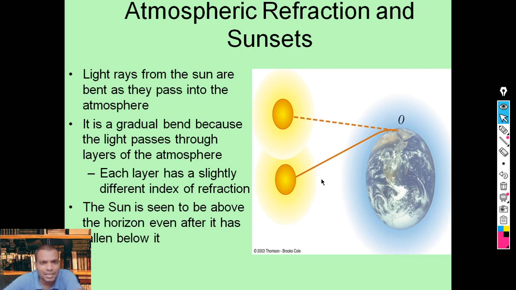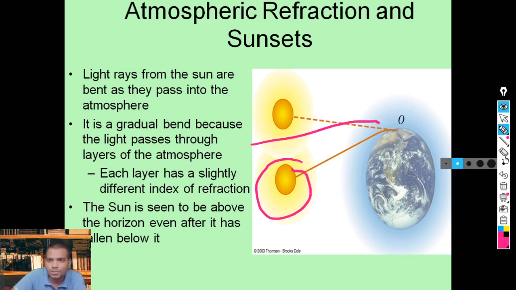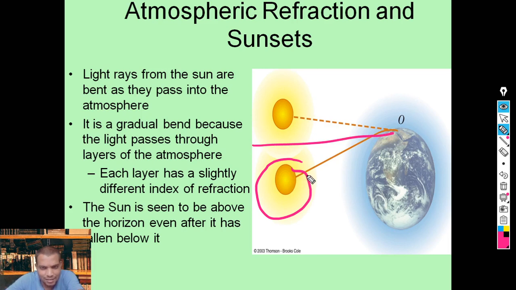So finally, you can say that the sun is seen above the horizon even after it has fallen below it. Here the sun has already set, it is already below the horizon, but we can still see the sun. Why? Because the light rays appear to come from above, due to atmospheric refraction.